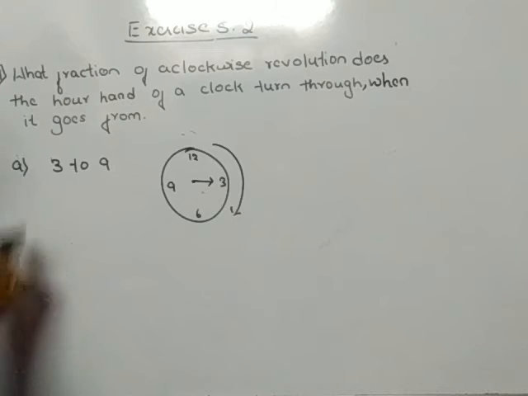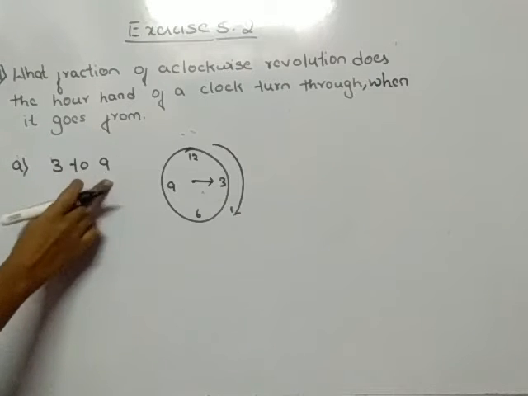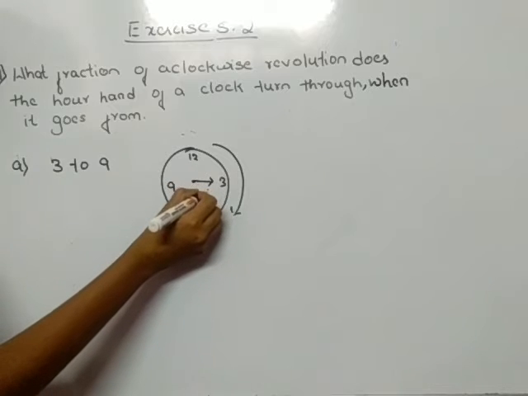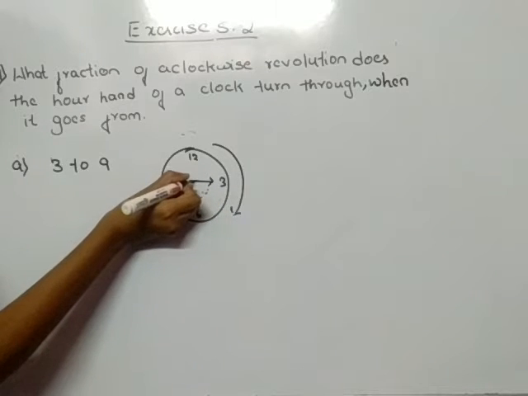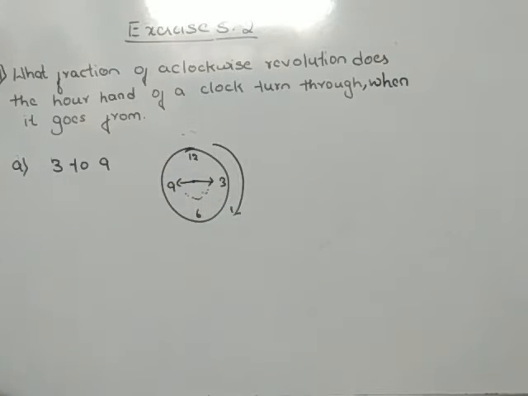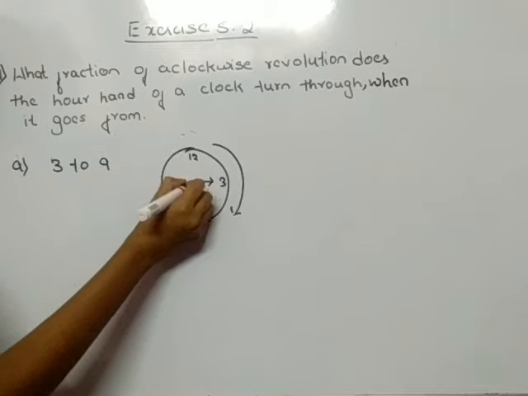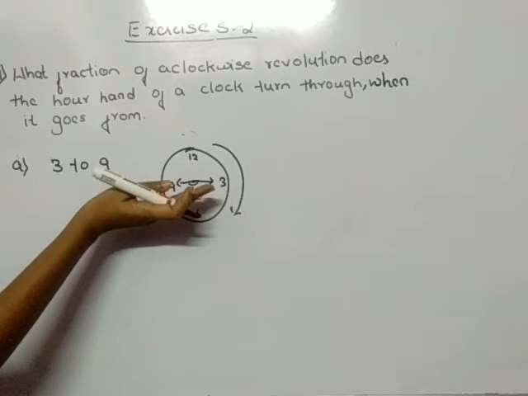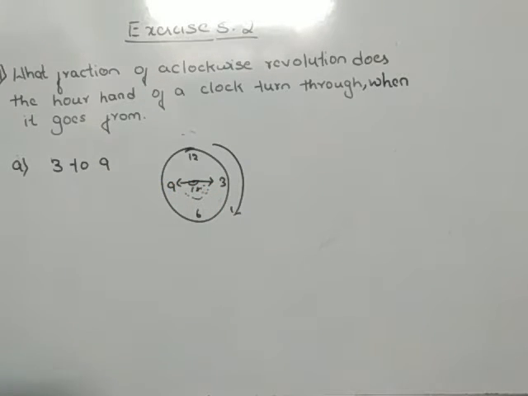First we'll take the first one, from 3 to 9. First our hand is facing towards the 9. After rotating it came to the 9 here, right? It is facing towards the 9. You can see that it is making a straight angle now, right? Straight angle means what? 180 degrees, right? As I told you previously, to make one complete revolution we require 2 straight angles, isn't it?